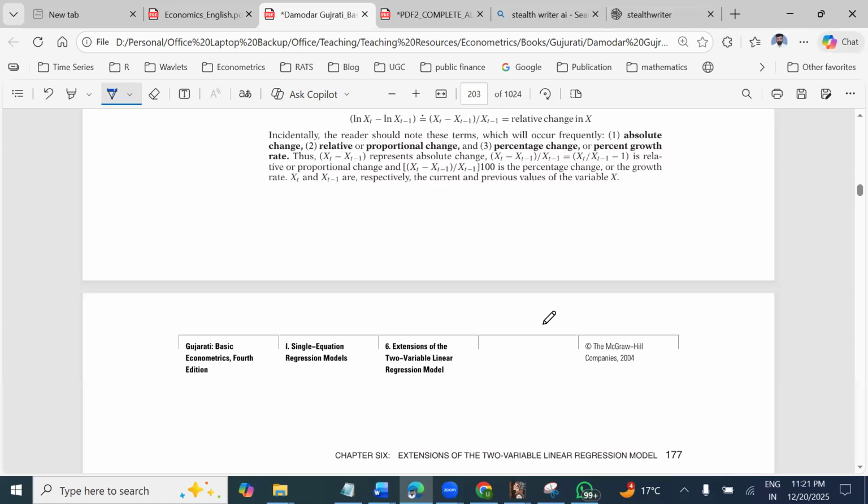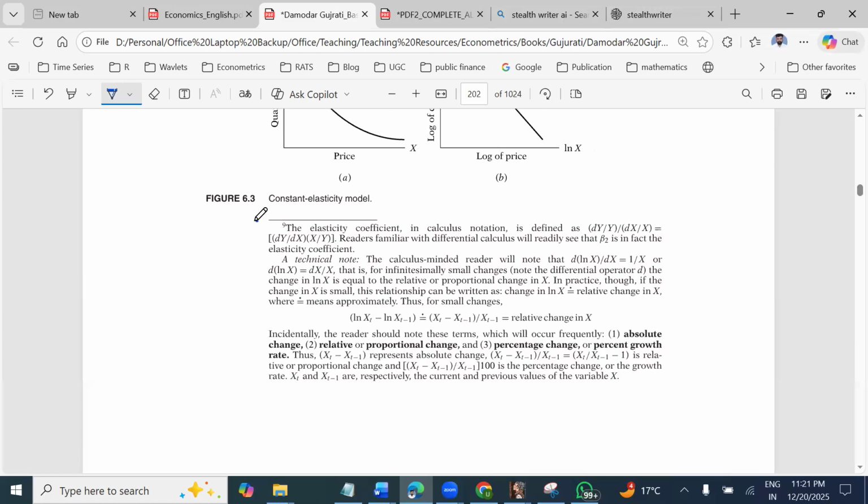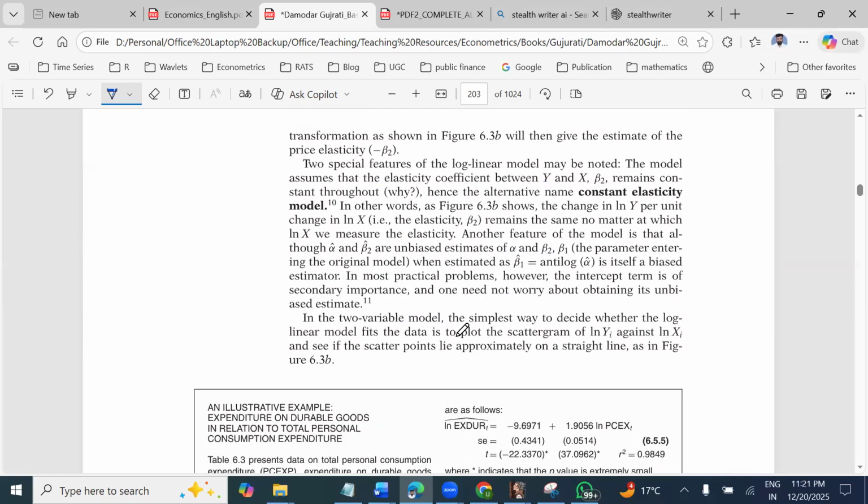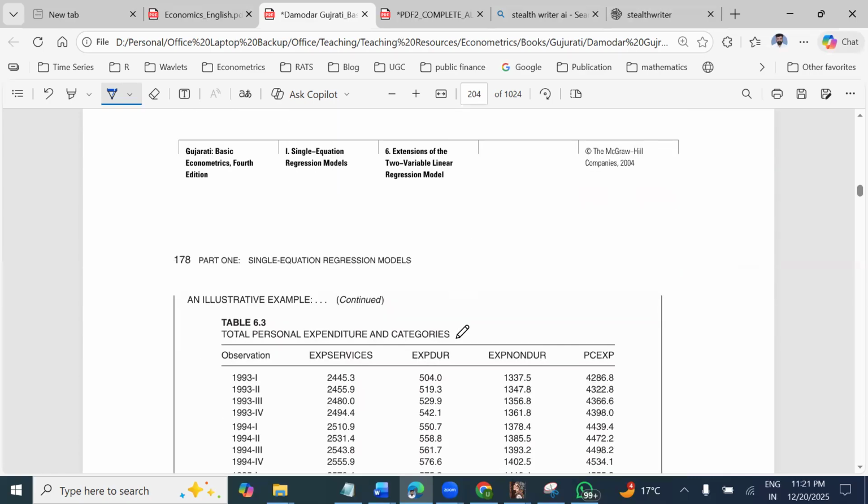You can also see in the note how you are going to measure different types of change: absolute change, relative or proportional change, then percentage change or percent growth. They are almost the same, but how we interpret them in terms of regression, first you read, and I will take a complete class on that someday.